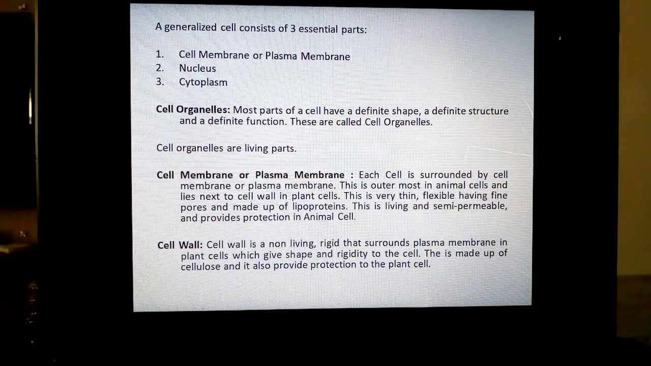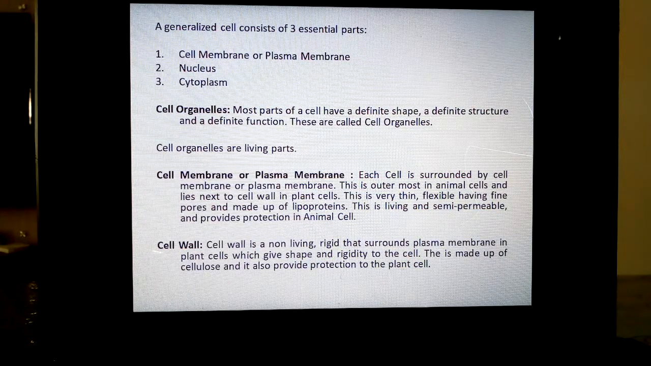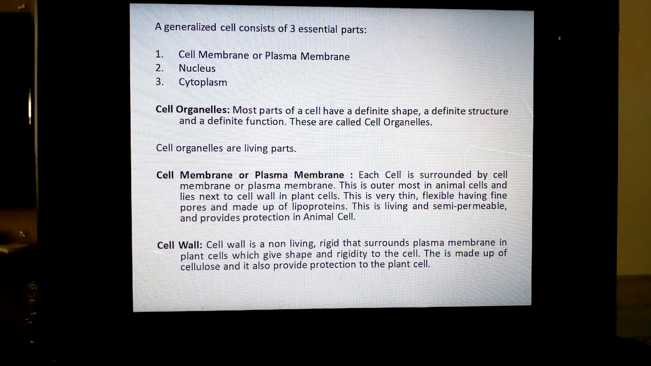Structure of cell. To start with, a generalized cell consists of 3 essential parts. Generalized means in any organism you take, the structure of the cell is similar. Depending upon their functions, the structure may have little variations. Now coming to a generalized cell, it consists of 3 essential parts, namely cell membrane or plasma membrane, nucleus, and cytoplasm.